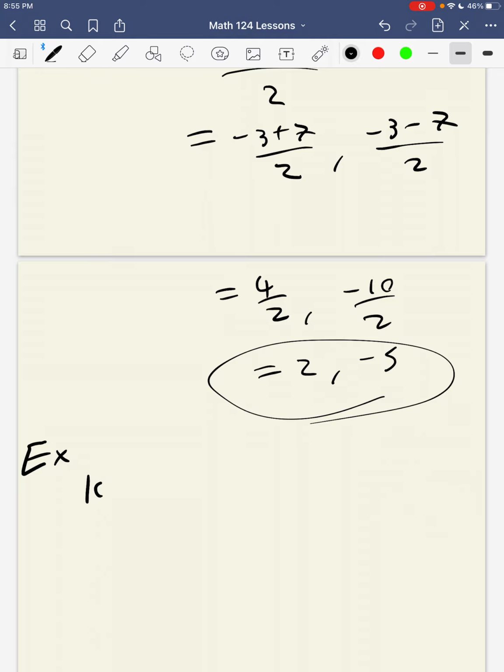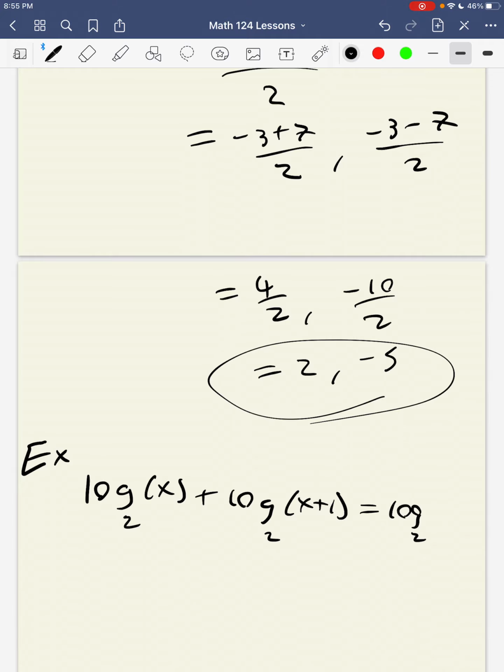Another example: log base 2 of x plus log base 2 of x plus 1 equals log base 2 of 6. Now this is a nice example because we have the same base on both sides. But first we're going to have to rewrite this sum as a single logarithm, which is something we learned last week.